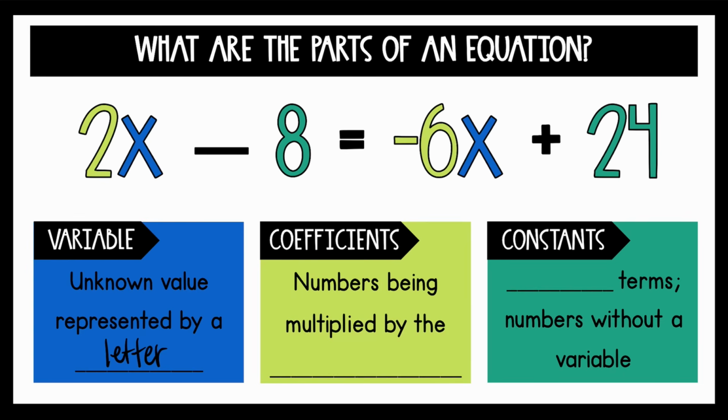The coefficients are the numbers being multiplied by the variable. So we have two coefficients in this equation. On the left, the coefficient is 2, and on the right, the coefficient is -6. Constants are fixed terms, which simply means they are numbers without a variable, and they don't change. So on the left, our constant is 8, and on the right, our constant is 24.